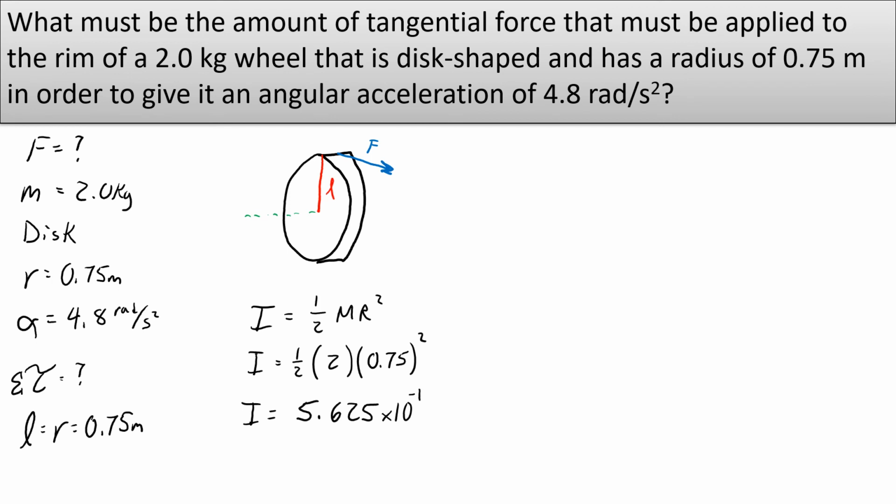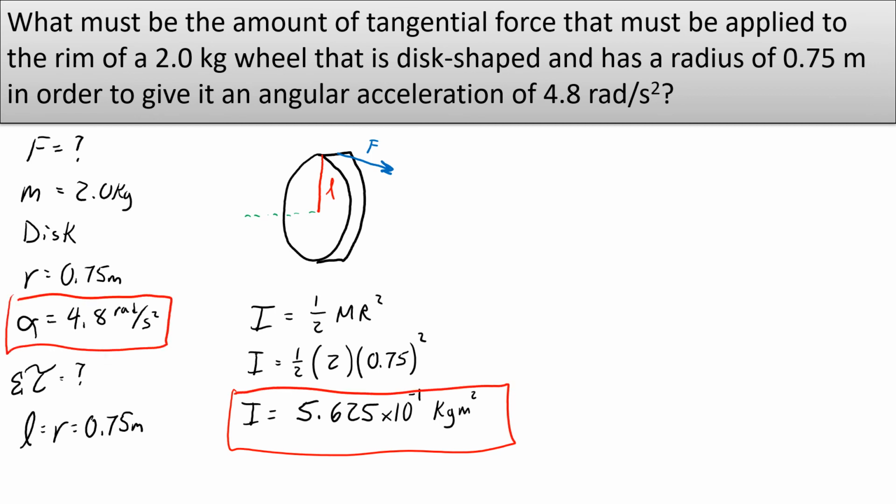Do you remember? Pause the video. What are the units for moment of inertia? Kilogram meters squared. Okay, great. So now we know the moment of inertia and the angular acceleration. We're going to figure out what that net torque is.